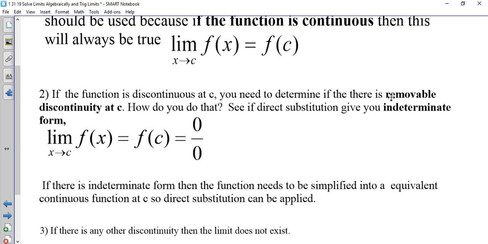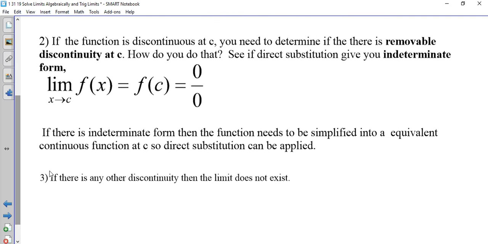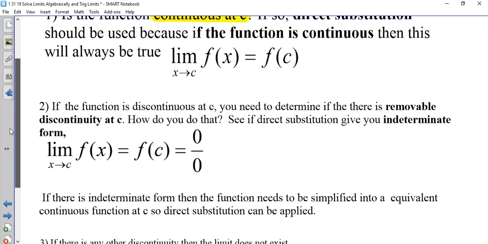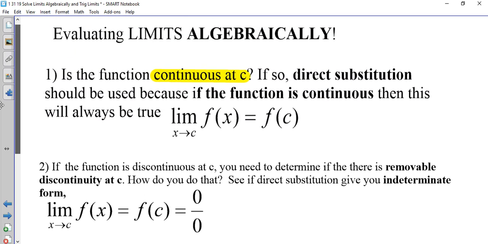Well, you see if there's direct substitution, or if there's an indeterminate form. Indeterminate form means you cannot determine what the limit is simply by plugging values in. So there are other things that we need to figure out in order to solve that. We need to simplify into an equivalent function that is continuous at c, so direct substitution can be applied. Last thing: if there is any other discontinuity, then the limit doesn't exist because it will approach different values from the right and left side. So let's try out some problems of how to solve limits algebraically, shall we?